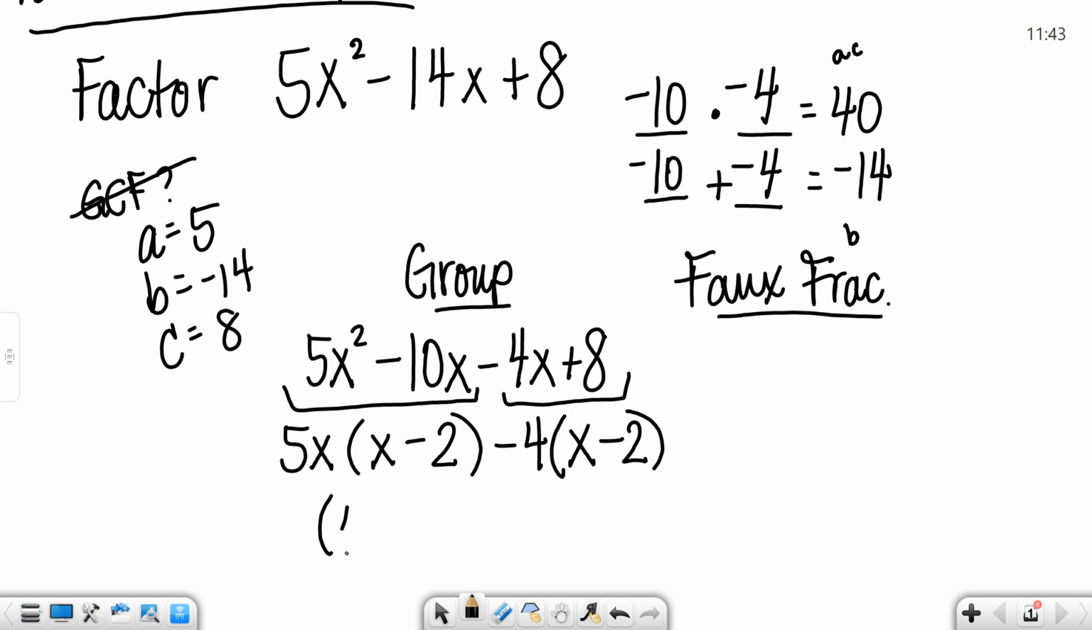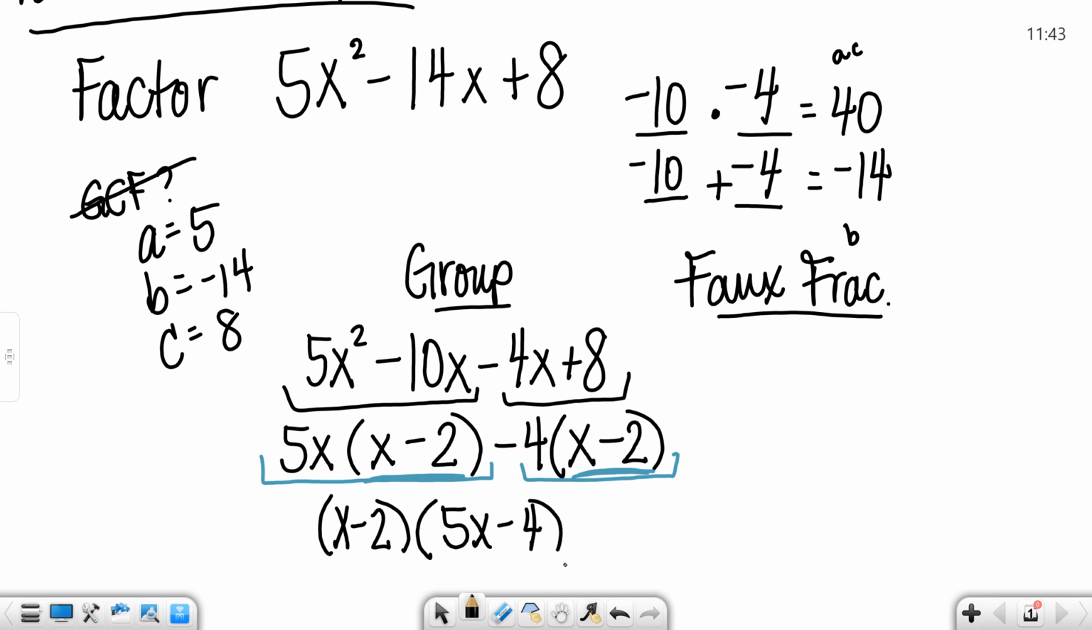Now my 2 groups have an x minus 2. So that gets factored out. Just as a little reminder, let me make sure we're all clear here. They both have this x minus 2, so it gets factored out front. We multiply by what is left, which would be 5x minus 4. So there's my factors. X minus 2 times 5x minus 4.